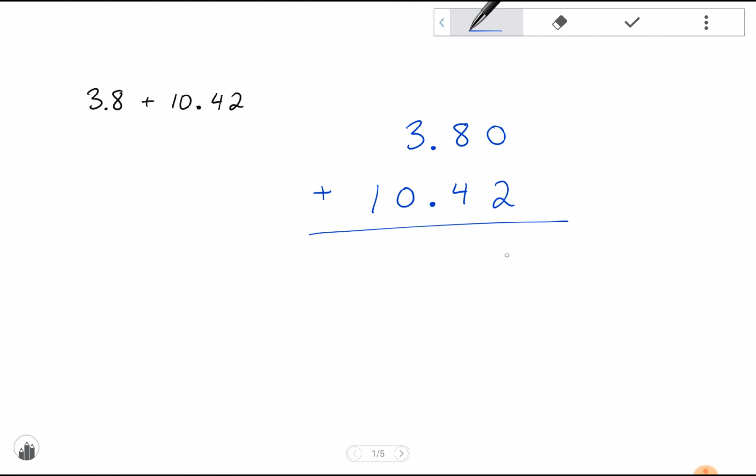0 plus 2 is 2. 8 plus 4 is 12. So we write down the 2 and we carry the 1. The decimals are perfectly lined up and they don't go anywhere. So we keep that decimal right there. 3 plus 0 is 3, and the 1 gives us 4, and 1 plus 0 is 1. So 3.8 plus 10.42 gives us 14.22.